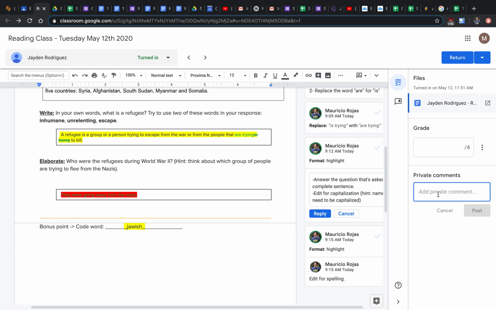Now over here in the comments, I'd give the general edits. 1, answer the whole question that is being asked. And 2, edit for spelling and punctuation. Excuse me, spelling and capitalization. Actually, I'll include all 3 because you always need to include editing for spelling, capitalization, and punctuation. So edit for spelling, capitalization, and punctuation.